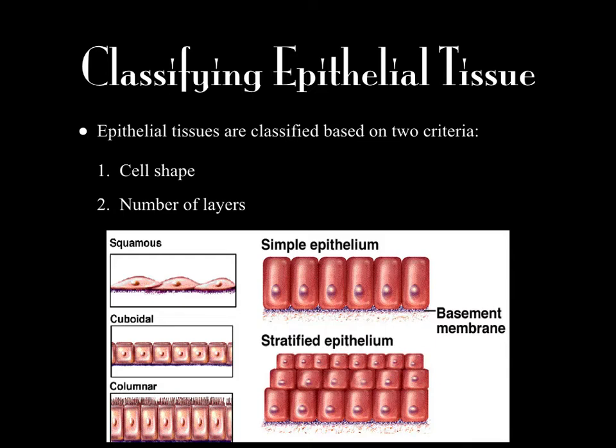Now, this is something you'll look at more closely when you look at the specific tissue type, but when you do so, make sure that you're able to distinguish it as being composed of a single layer of cells.